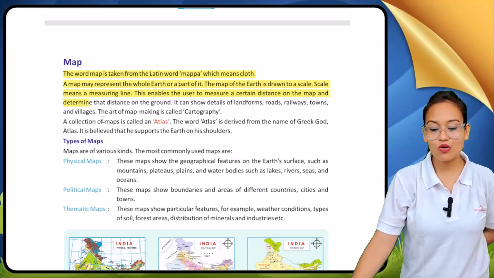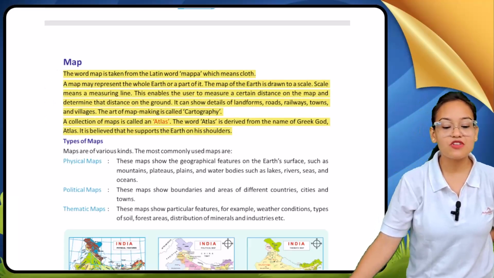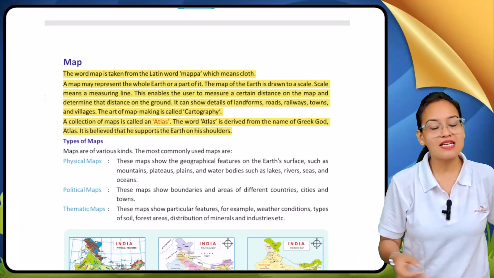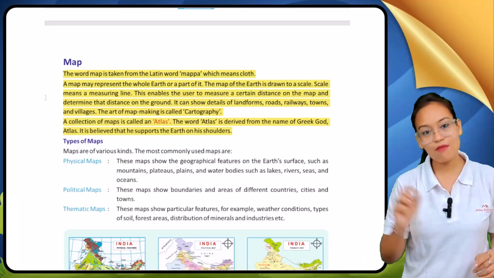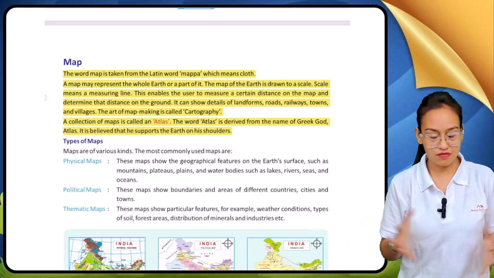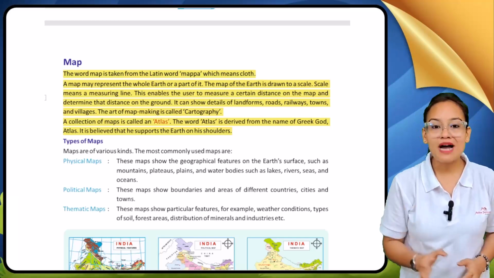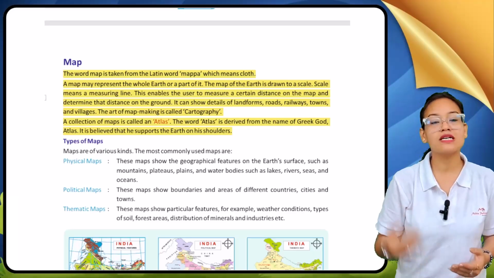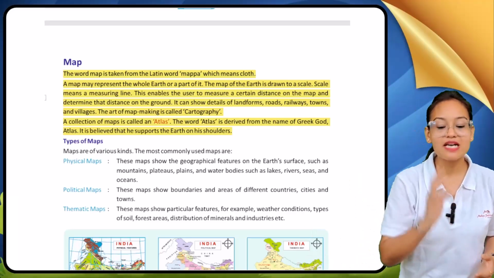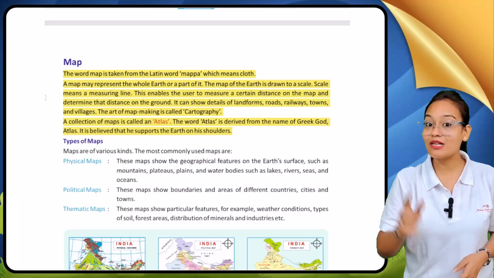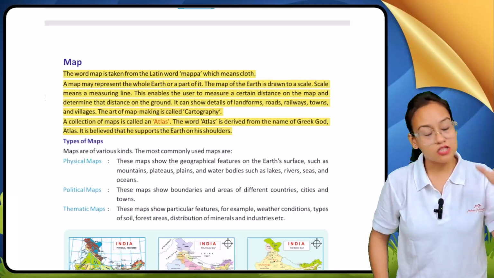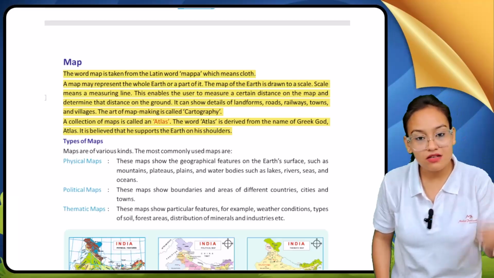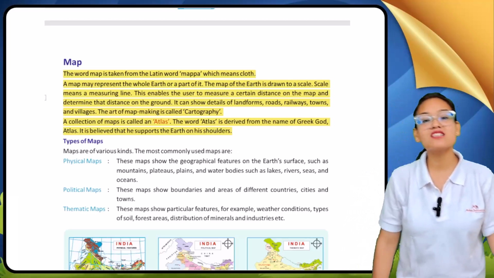So you all know the meaning of map. The word map is taken from the Latin word mappa, which means cloth. See, M-A-P, it is the spelling of map. It is a Latin word, taken from the Latin word mappa, M-A-P-P-A. The short form of mappa is our map, and the literal meaning of mappa is cloth.